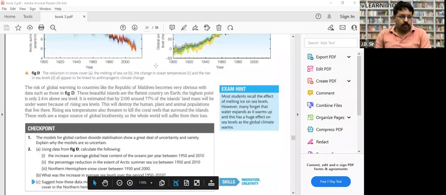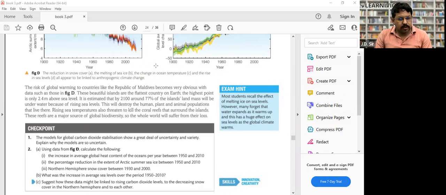The risk of global warming to countries like the Republic of Maldives becomes very obvious with data such as those in the figure. These beautiful islands are the flattest country on the earth. The highest point is only 2.5 meters above sea level. It is estimated that by 2100, around 77% of the island mass will be under the water because of the rising sea level.